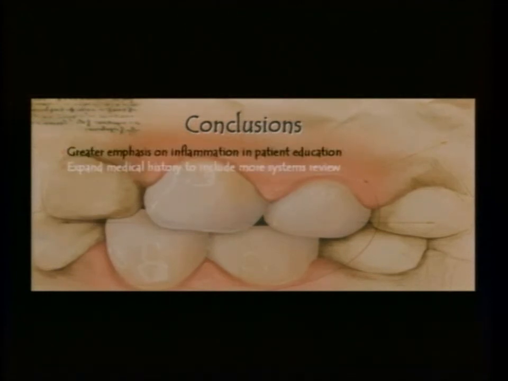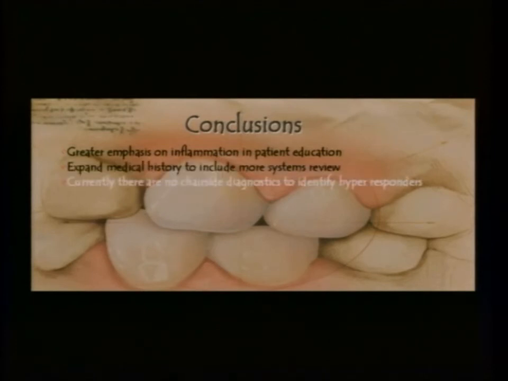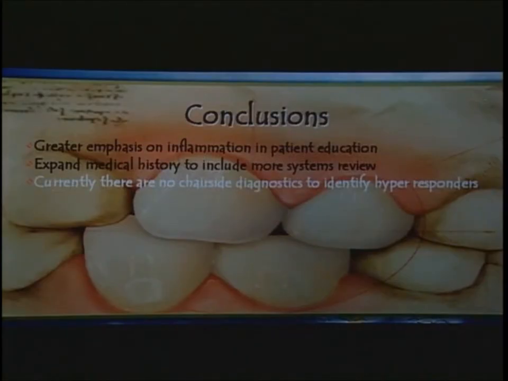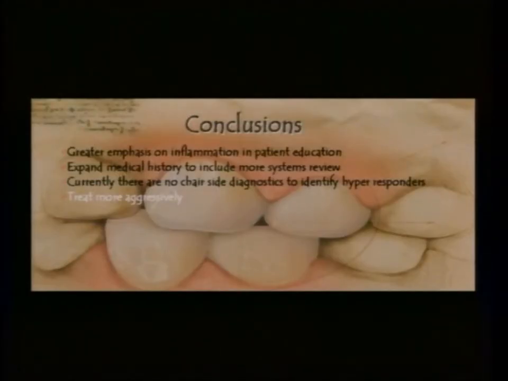I'm thinking that I need to expand my medical history to include more systems review because currently there's no chairside diagnostics to identify these people. Perhaps by looking at a more intense systems review, I can pick up some of these people. I can then refer them to the physician, but also it will help me better understand how they're going to respond to my treatment. And if I can kind of push the inflammatory balance to a positive side, it may have a positive effect on my treatment. I'm going to treat these folks more aggressively.